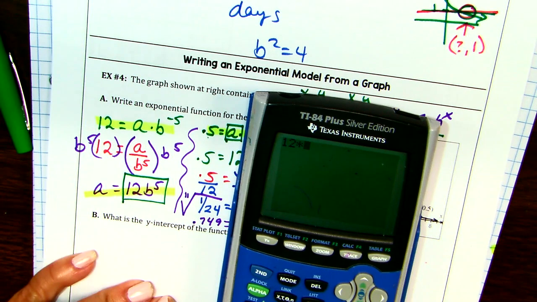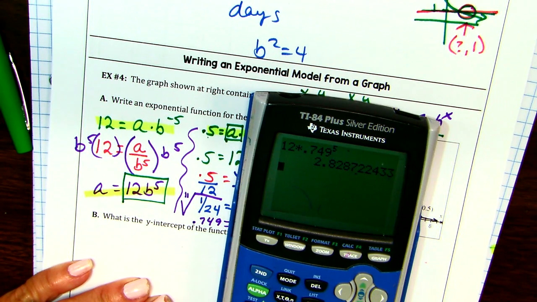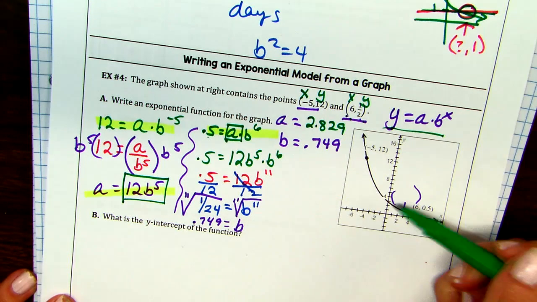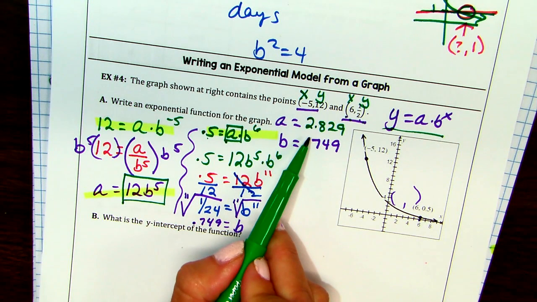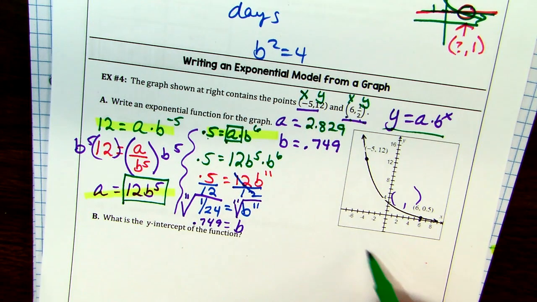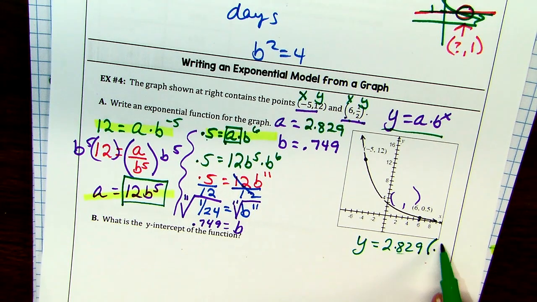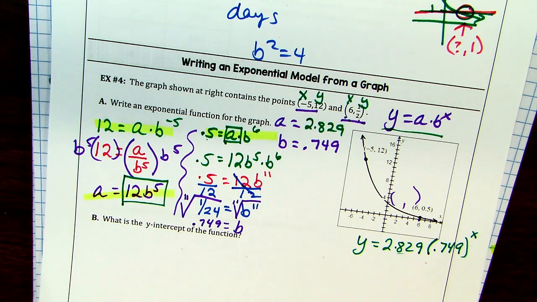12 times 0.749 to the power of 5. Plug it right in. And we get 2.829. Does that make sense? Yeah. Remember, our y-intercept was somewhere between 2 and 3. We couldn't pinpoint it because of that. It's a decimal, all right? It's an irrational number. And so our final answer is 2.829, that's my y-intercept, times my decay rate, which makes sense. We're getting smaller, so we should be less than 1 to the x.